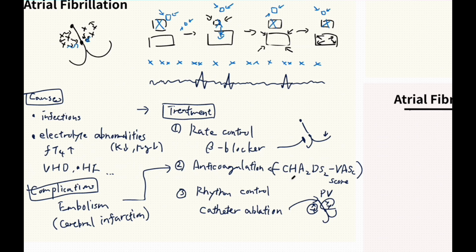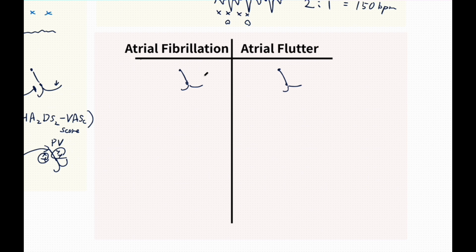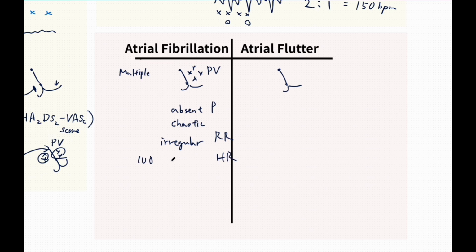It is also important to remember that atrial fibrillation and atrial flutter often coexist. They can convert into each other, and the same patient may experience both arrhythmias over time. So let's summarize the key differences. Atrial fibrillation is caused by multiple ectopic foci, often near the pulmonary veins. P waves are absent and chaotic. The RR interval is irregular, and the heart rate is variable, often between 100 and 170 beats per minute.